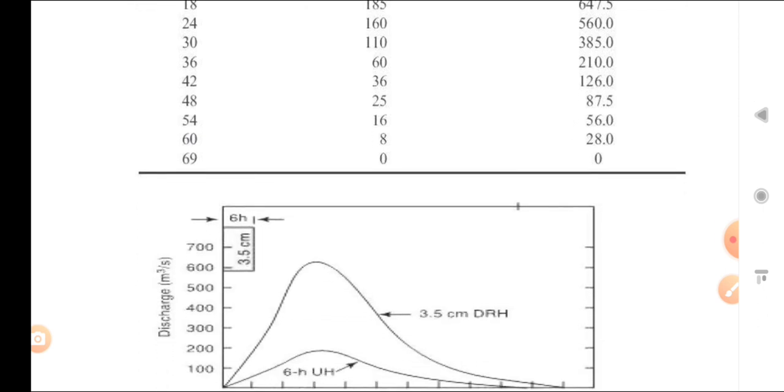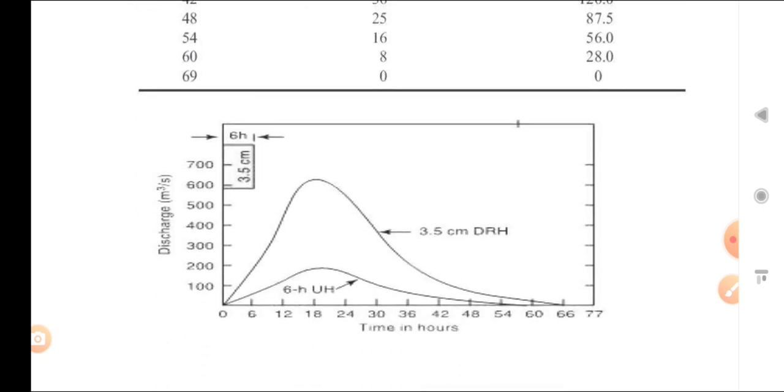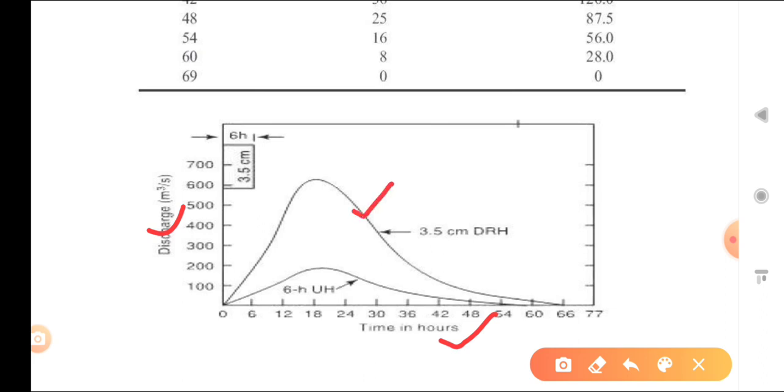Now you can plot also. So what is a hydrograph? A hydrograph is the variation of discharge with time. You know the values of the ordinate of unit hydrograph and direct runoff hydrograph, so you can plot these values. First, you have the 6-hour unit hydrograph, and then you multiply those values by 3.5 and find the ordinate of DRH. Also you can notice that both the unit hydrograph and DRH start from 0 and end at 0. And also you can see that there is no base flow.